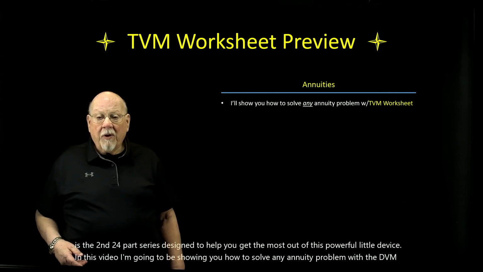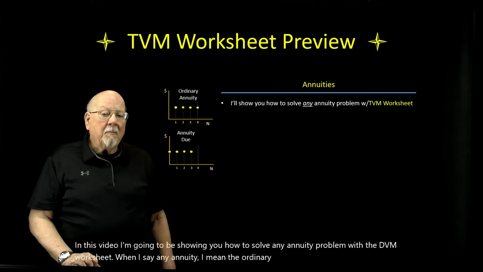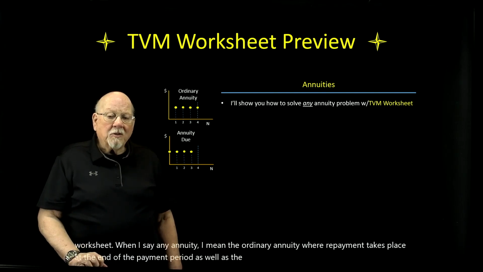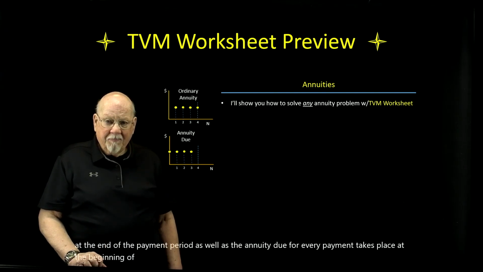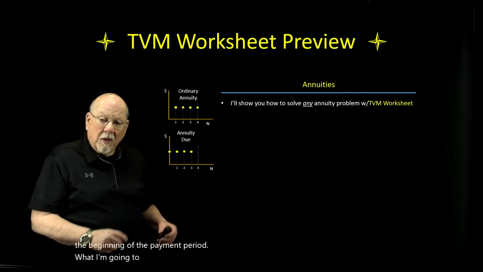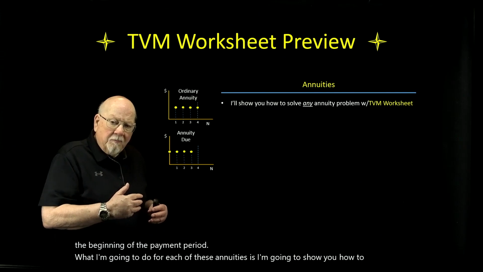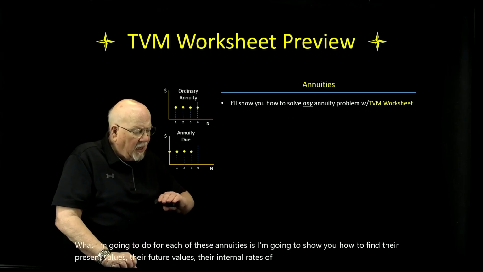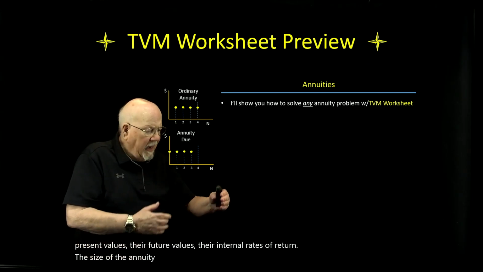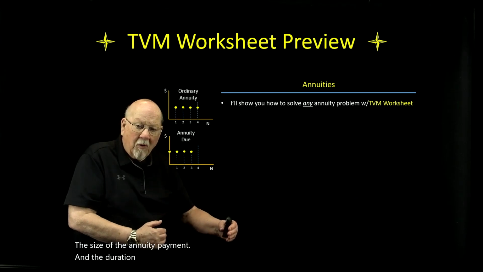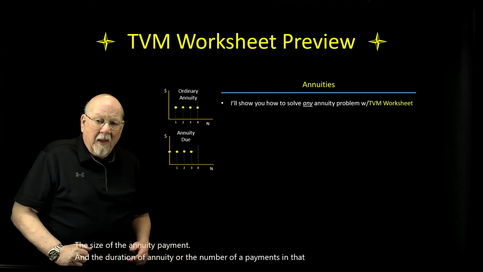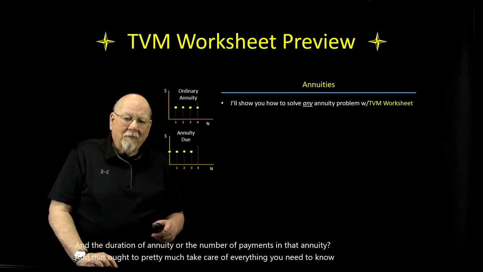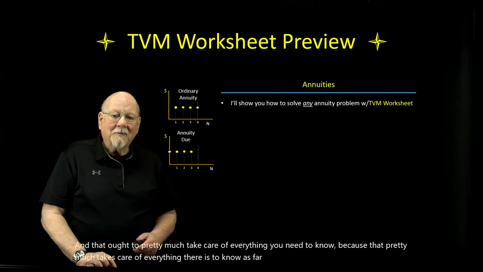When I say any annuity, I mean the ordinary annuity, where repayment takes place at the end of the payment period, as well as the annuity due, where every payment takes place at the beginning of the payment period. And for each of these annuities, I'm going to show you how to find their present values, their future values, their internal rates of return, the size of the annuity payment, and the duration of the annuity, or the number of payments in that annuity. That ought to pretty much take care of everything you need to know, because that pretty much takes care of everything there is to know as far as annuities are concerned.